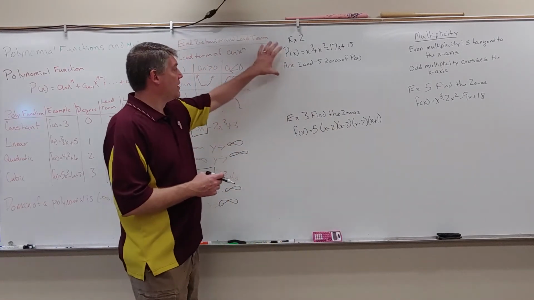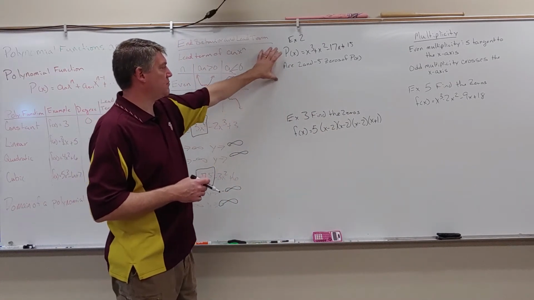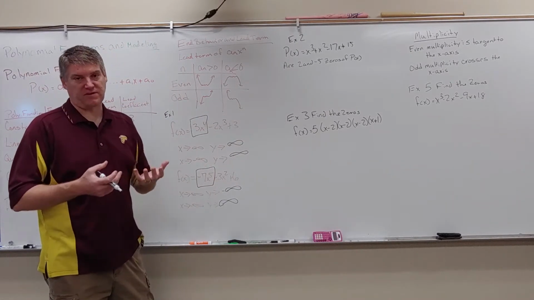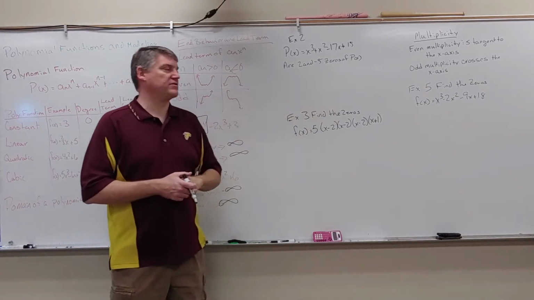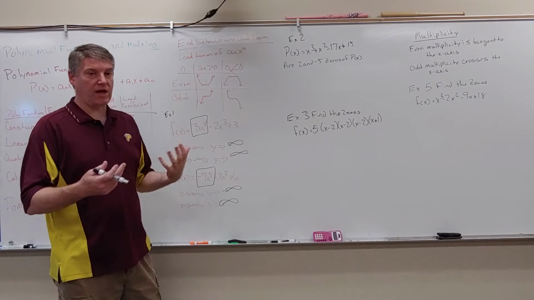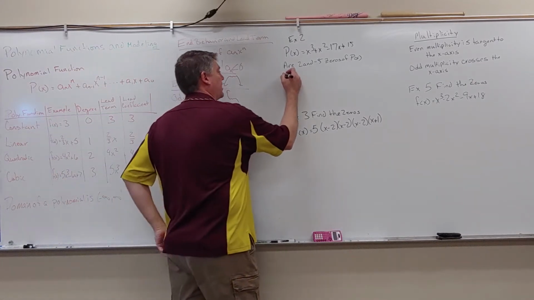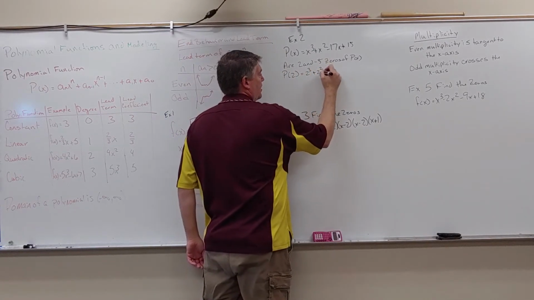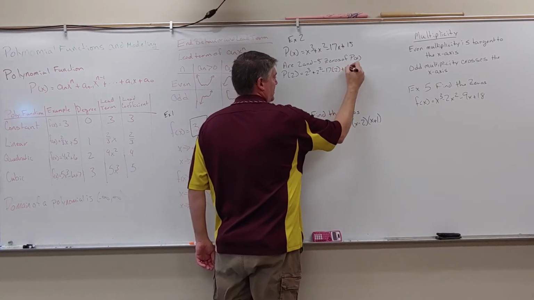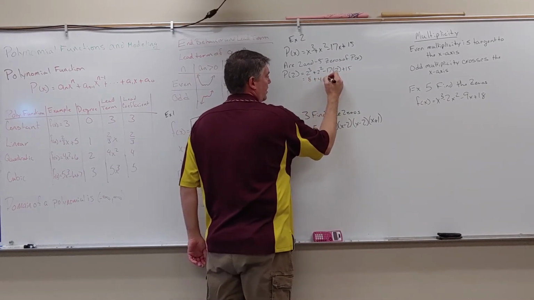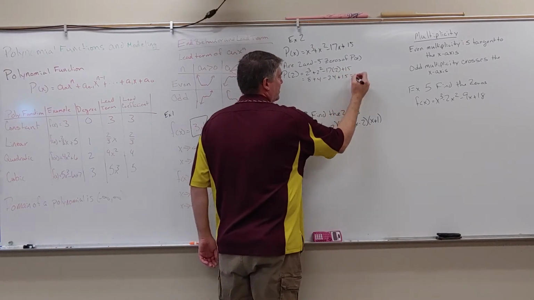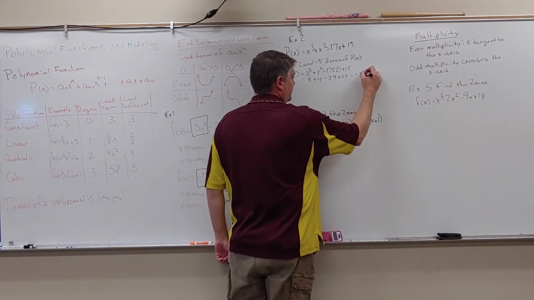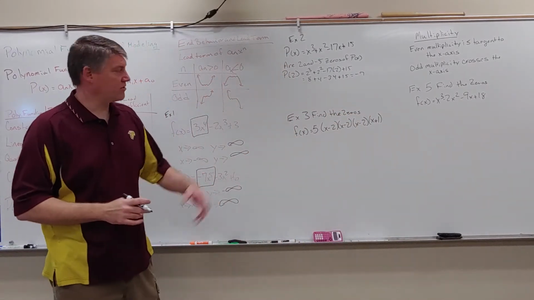Okay? So our next example here is p of x equals x cubed plus x squared minus 17x plus 15. And it asks, are 2 and negative 5 zeros of p of x? Okay, well, the way we're going to test that is we're going to plug it in. So p of 2 equals 2 cubed plus 2 squared minus 17 times 2 plus 15. That gives me 8 plus 4 minus 34 plus 15. 12 and 15 is 27, so that gives me negative 7. Okay, negative 7 is not 0, so 2 is not a 0.